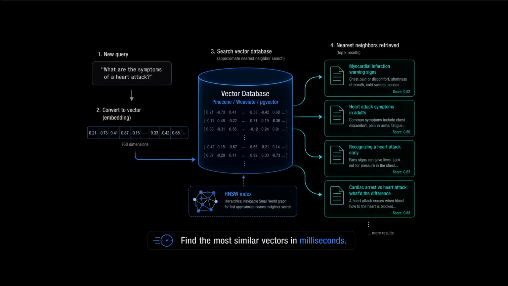Okay, so imagine you have a million documents all embedded into vectors. When a query comes in, how do you find the nearest vectors fast? You can't just compare the query to every single document, right? That's a million dot products per query and it would be way too slow. So this is where vector databases come in. Tools like Pinecone, Weaviate, Qdrant, pgvector. These are databases specifically designed to store vectors and run approximate nearest neighbor search very efficiently.